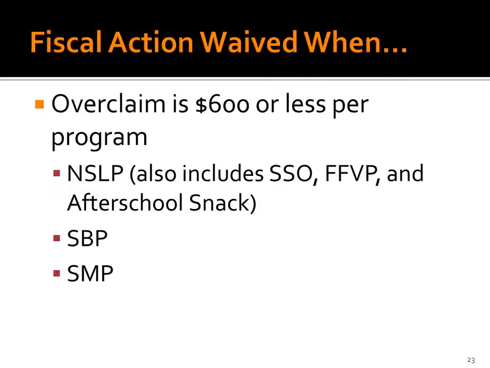Throughout this webinar, I have discussed fiscal action for each section. As a general rule, for overall fiscal action, USDA allows us to disregard overclaims if the overclaim does not exceed $600 per program. The National School Lunch Program also encompasses Seamless Summer Option, Fresh Fruit and Vegetable Program, and the After-School Snack. A separate $600 disregard exists for the School Breakfast Program and the Special Milk Program. Overall, if fiscal action is assessed and if it's less than $600, we do not take back a penny.